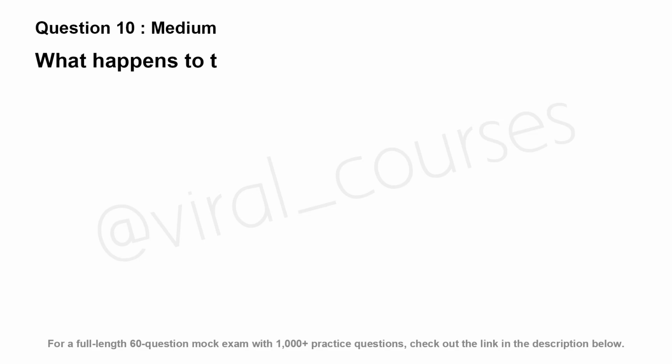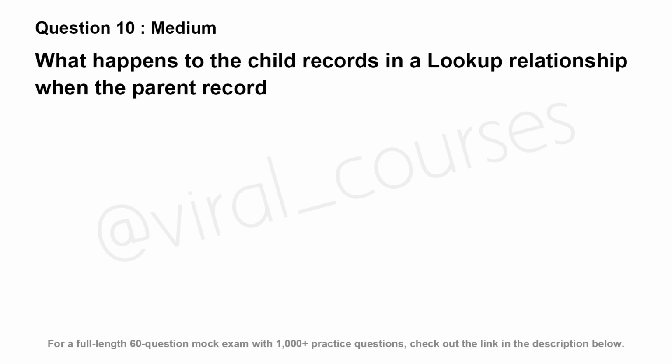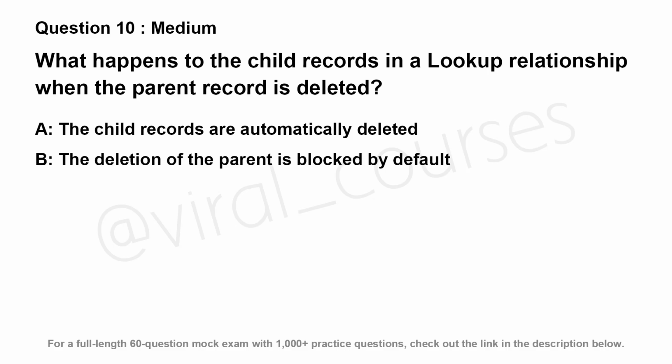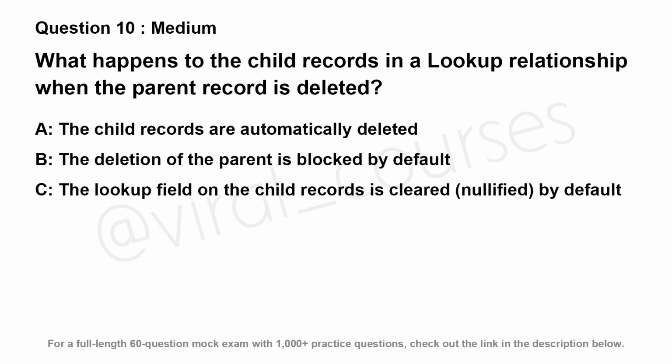What happens to the child records in a lookup relationship when the parent record is deleted? Option A. The child records are automatically deleted. Option B. The deletion of the parent is blocked by default. Option C. The lookup field on the child records is cleared, nullified, by default. Option D. The child records are archived.